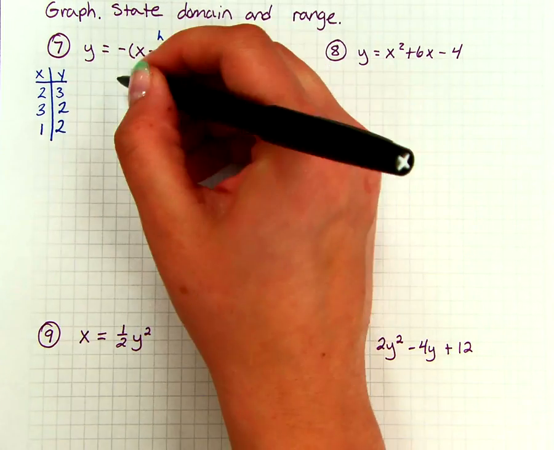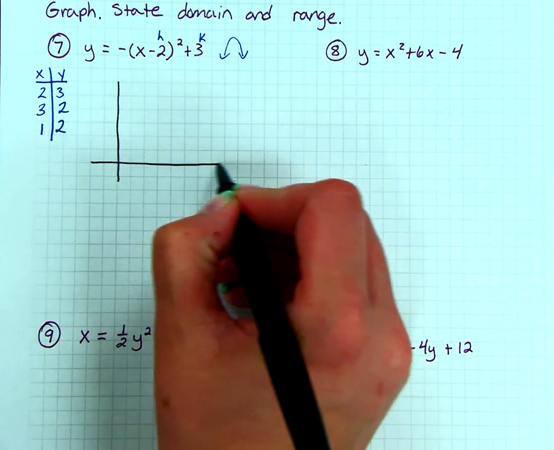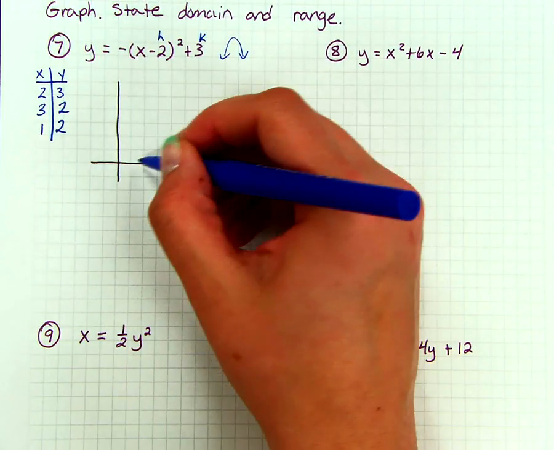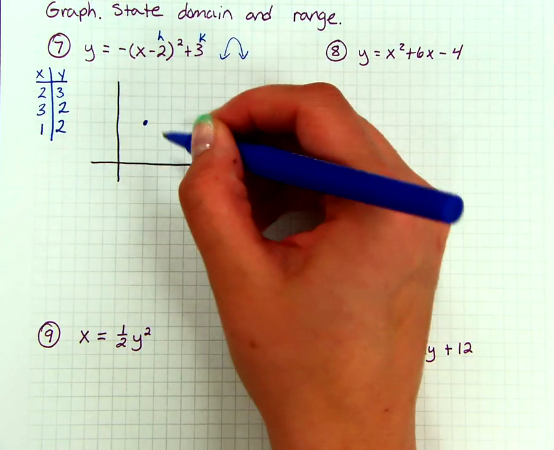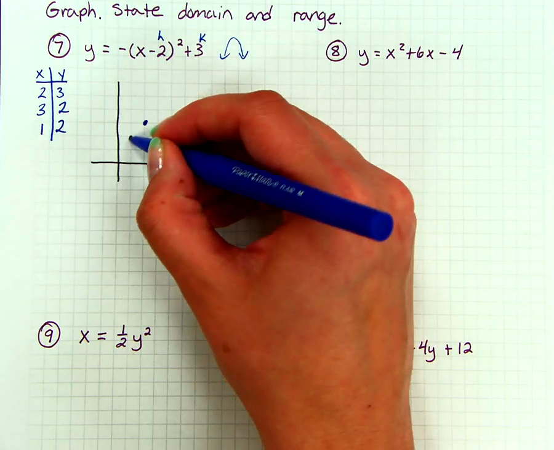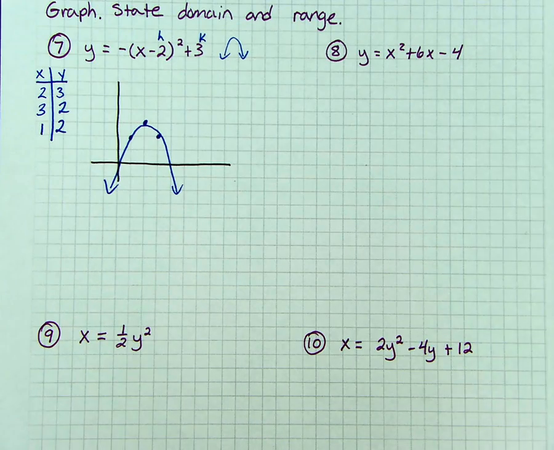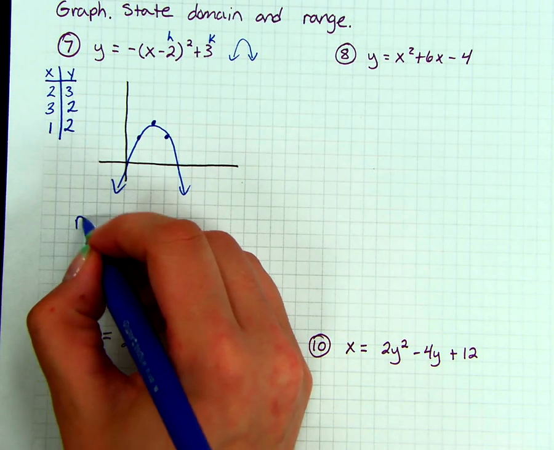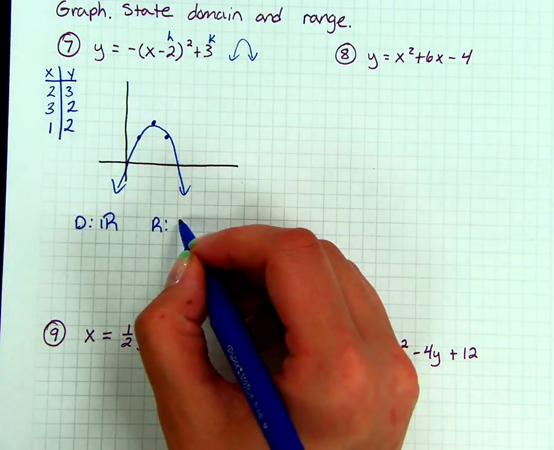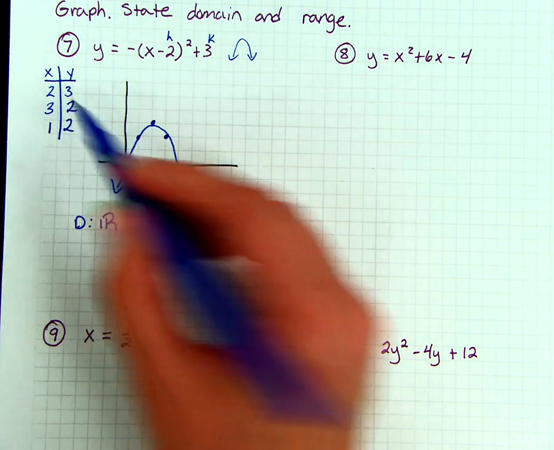So to graph, we're just going to plot those points. Okay, so we're going to go right 2 up 3. And then right 3 up 2, and right 1 up 2. And again, we're making a U shape that opens down. Now for the domain, that's going to be all real numbers. And the range is going to go from negative infinity, since it's opening down, to the y value of our vertex, so 3.